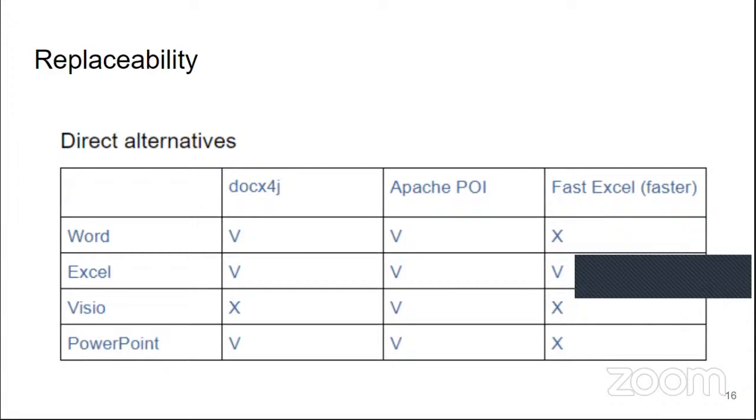First one is docx4j. It supports Word, Excel, and PowerPoint, but it doesn't support Visio. And the second alternative is FastExcel. It's a really reliable and high performance library for Java systems. But the only limitation is that it only supports working with Excel.